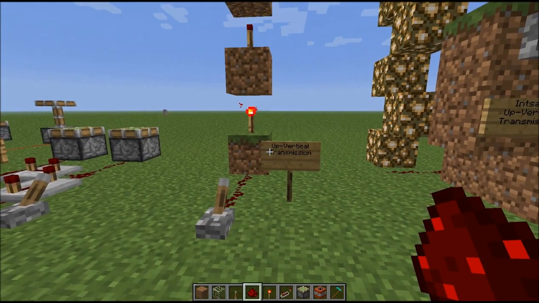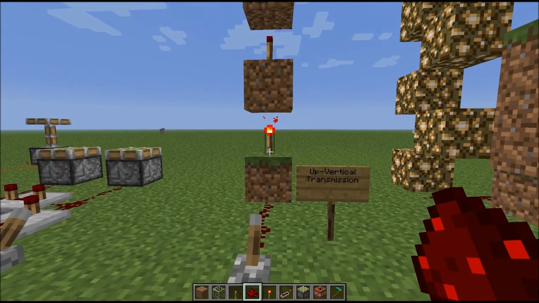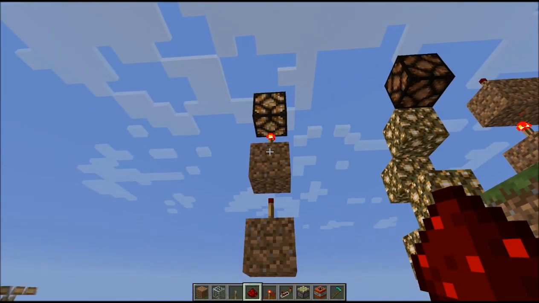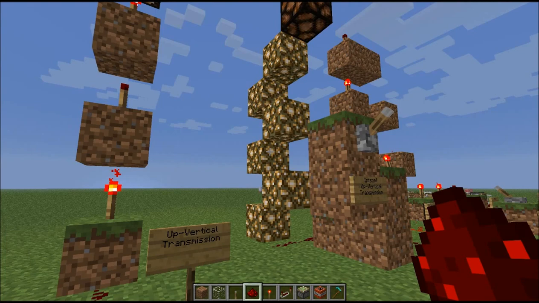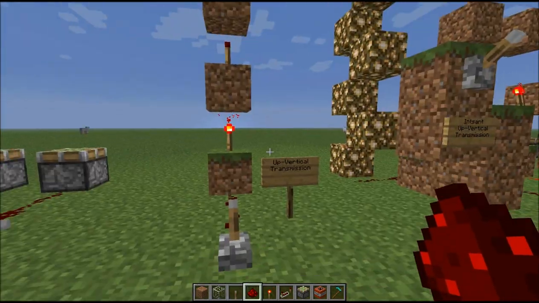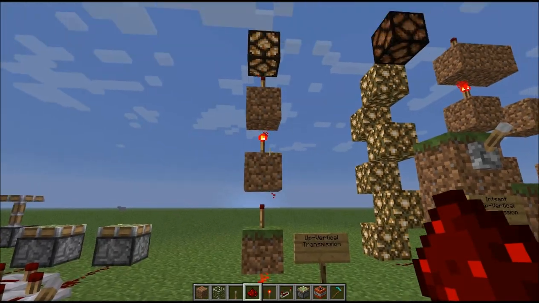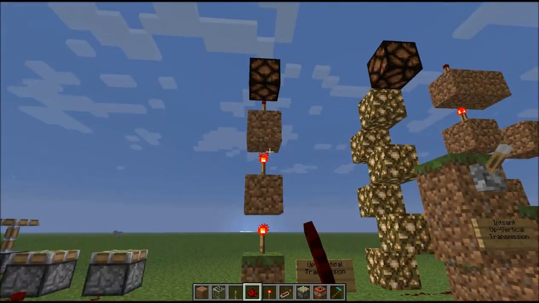So the next thing on the list is the up vertical transmission. The way this works is you have an inverter, and another inverter. And this one can go up infinitely as opposed to this one, which I'll explain later. It has a limit to how many blocks you can go up. Basically what happens is when you flip the switch, this inverts that inverts that, etc.